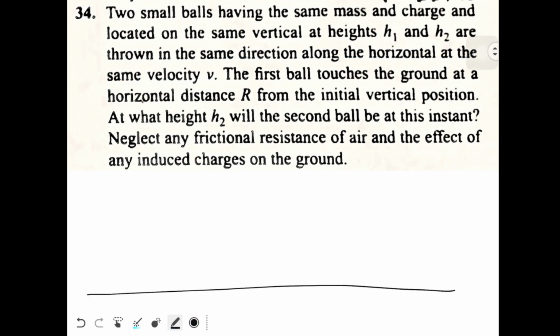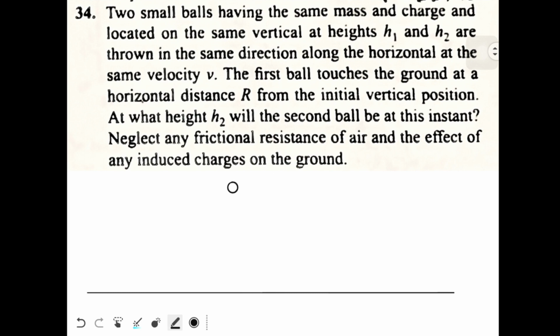So, this is your ground. We got two balls over here which are exactly identical. So these are the two balls. The one ball is at height h1 and the second ball is at height h2. They are both given the same velocity v. Both have same mass m and same charge q on them.